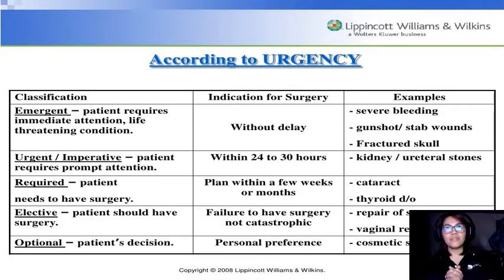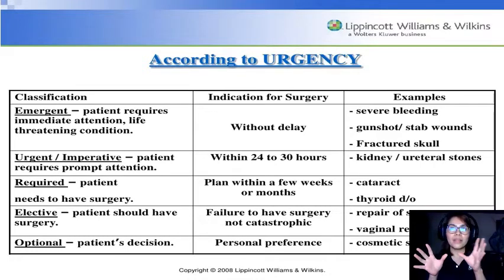Okay, now we have the classification according to urgency of surgery. So we have different classifications. We have emergent, urgent, required, elective, and optional. So the first classification is the emergent. So the patient requires immediate attention, and it is a life-threatening condition. Okay, so emergency gid kaayo siya, immediate attention because there is a risk sa iyahang life sa patient. That's why the surgery must be performed immediately.